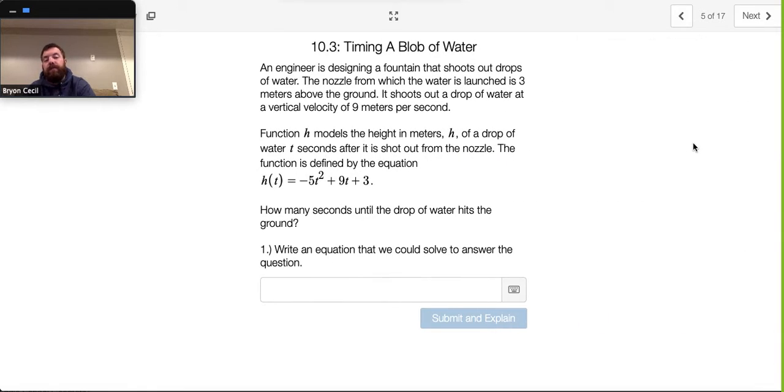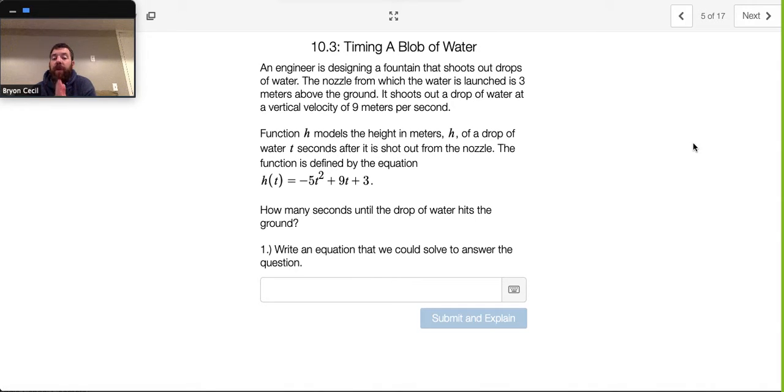Okay. So, an engineer is designing a fountain that shoots out drops of water. The nozzle from which the water is launched is 3 meters above the ground. It shoots out a drop of water at a vertical velocity of 9 meters per second. And so here is the model. The negative 5t squared would be the pull of gravity in a downward direction. The 9t is that vertical velocity. And then the 3 means that it's shot 3 meters above the ground. So how many seconds until the drops of water hit the ground?